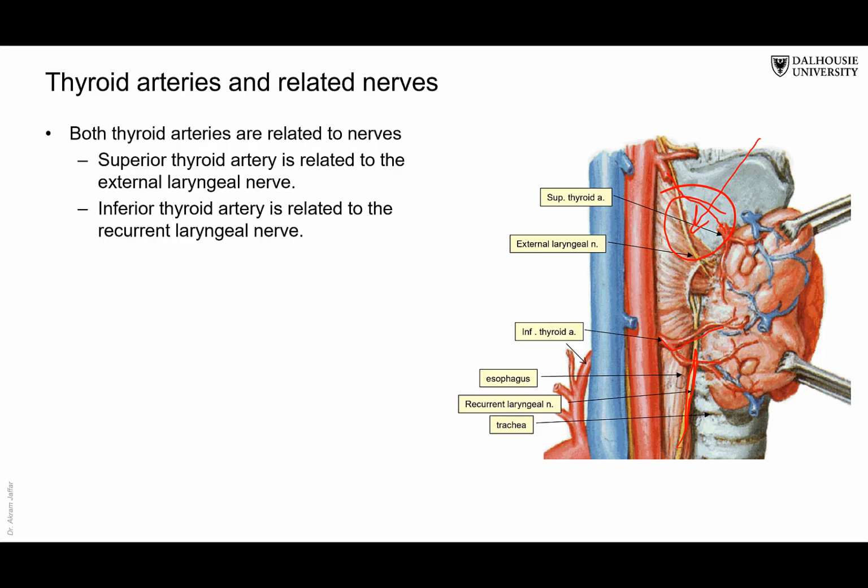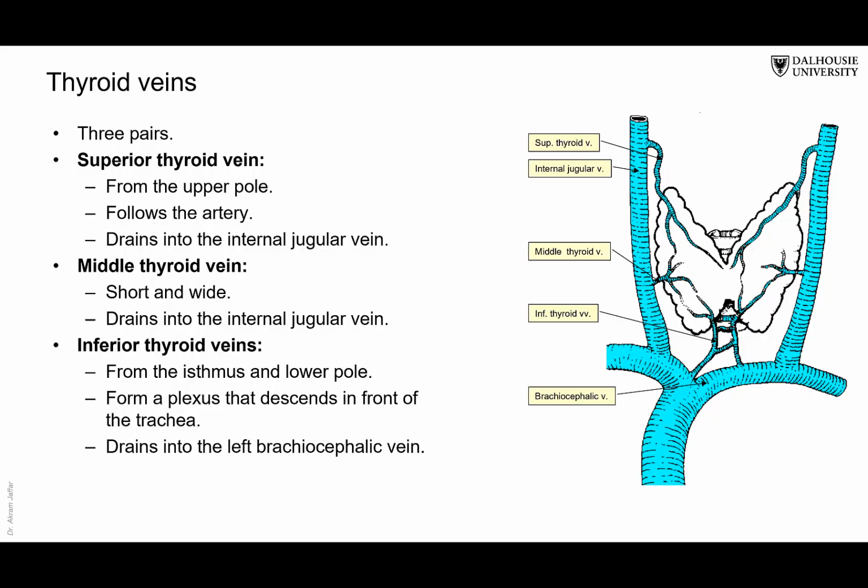The voice might become hoarse, with shortness of breath, because the vocal cords will not be able to move. This is the motor supply, okay, in addition to the involvement of the sensory supply of the larynx. The veins, we have a superior thyroid vein, which accompanies the superior thyroid artery.